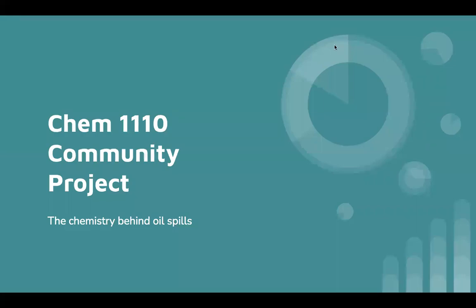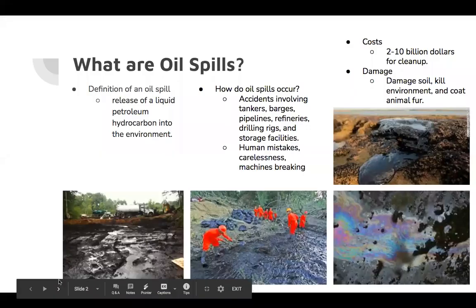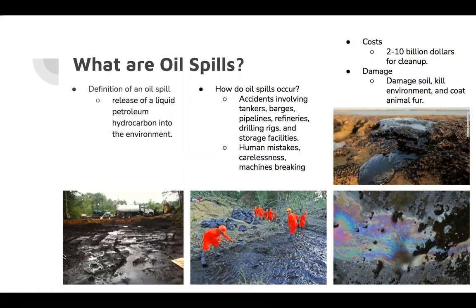Hi everyone, I did my community project on the chemistry behind oil spills. So what are oil spills? It's a release of petroleum hydrocarbon into the environment. It occurs by accidents including machines and human mistakes.